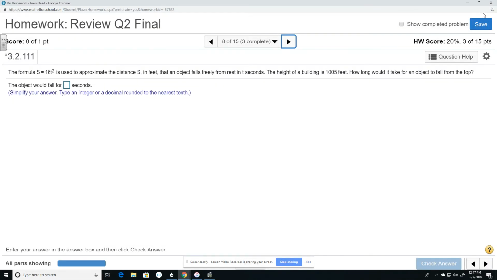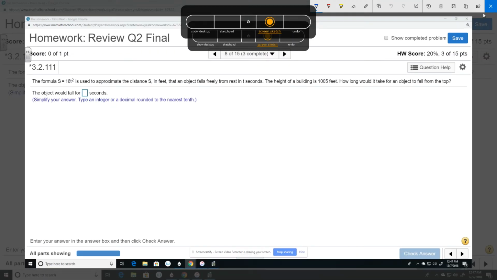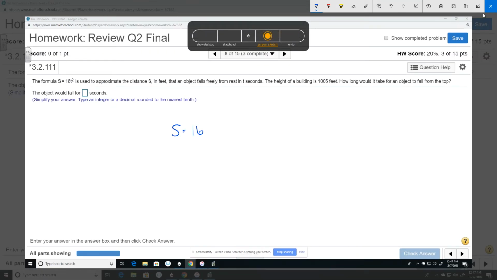Okay, number 8. The formula s equals 16t squared is used to approximate the distance s. So let's start writing this out a little bit. S equals 16t squared. S is distance in feet. Then an object falls from rest in t seconds. So t represents how many seconds it's falling. The height of a building is 1,005 feet. How long would it take for an object to fall from the top? So we want the object to fall from a distance of 1,005 feet, and it wants to know how long that is going to take to hit the bottom.